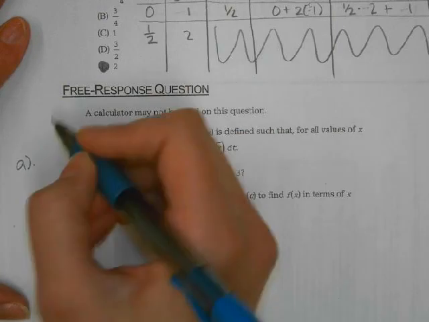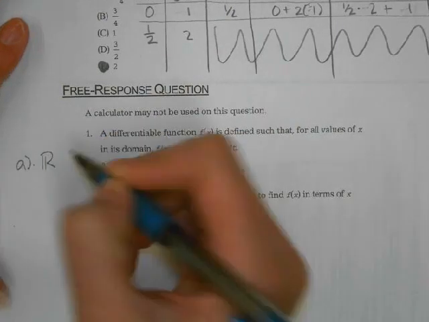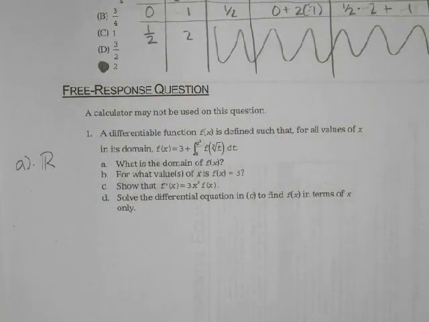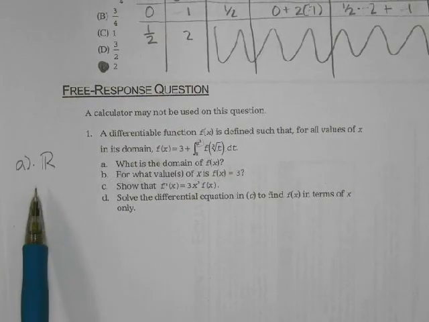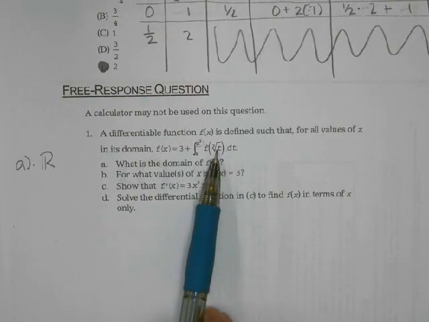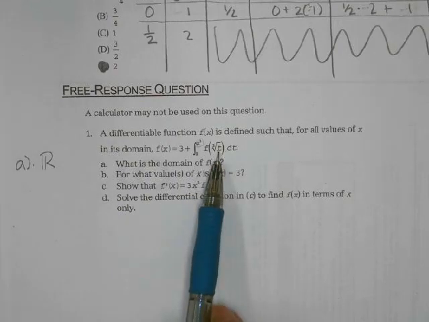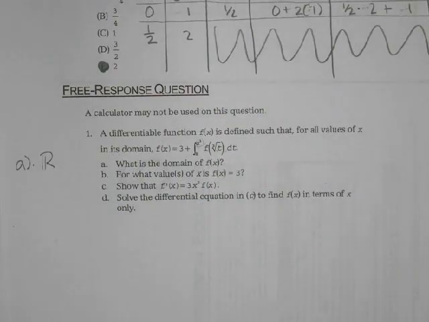So for A, the domain of f of x is all real numbers. And your reasoning behind that is because the third root of t is defined for all real numbers. And since x to the third is being plugged in for that t, then x to the third is going to be all real numbers as well. So your domain is all real numbers. So kind of interesting.